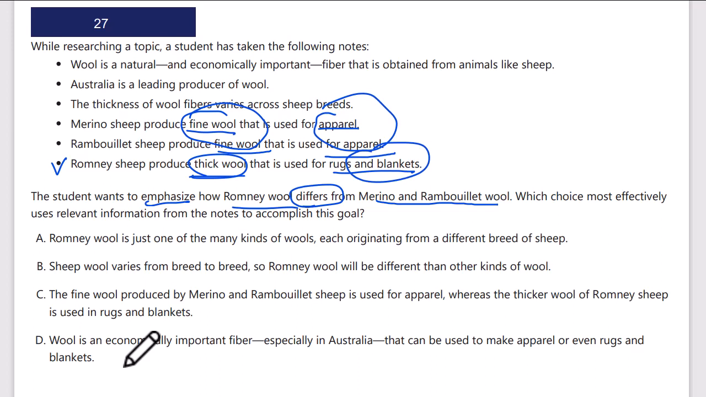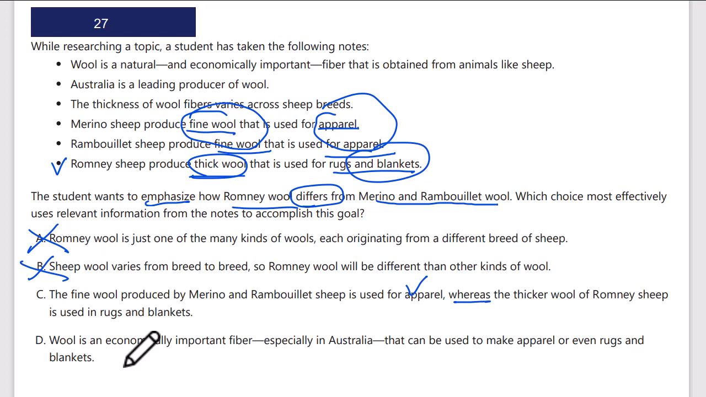So Romney wool is just one of many kinds of wools. Nope, that's not the difference. Sheep wool varies from breed to breed. So this saying it's different does not show or emphasize the differences. The fine wool produced by this Rambouillet Merino is used for apparel. True. Whereas contrasting, this is good since we want to show differences.